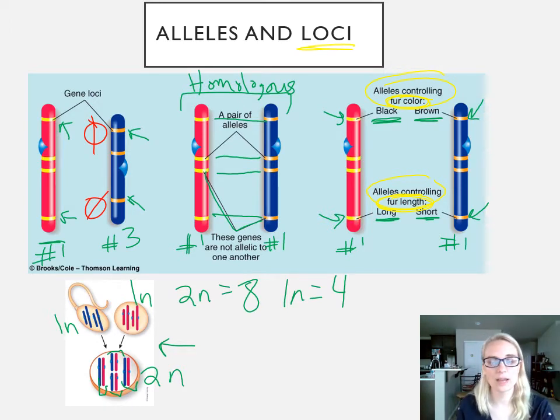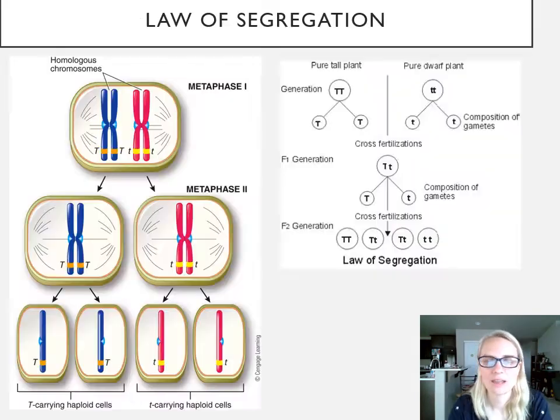Okay, so this slide, I know I've written crazy numbers all over it. It is just to help you understand the definition of allele, which are different versions of the genes, and loci, which is the physical location of the gene.